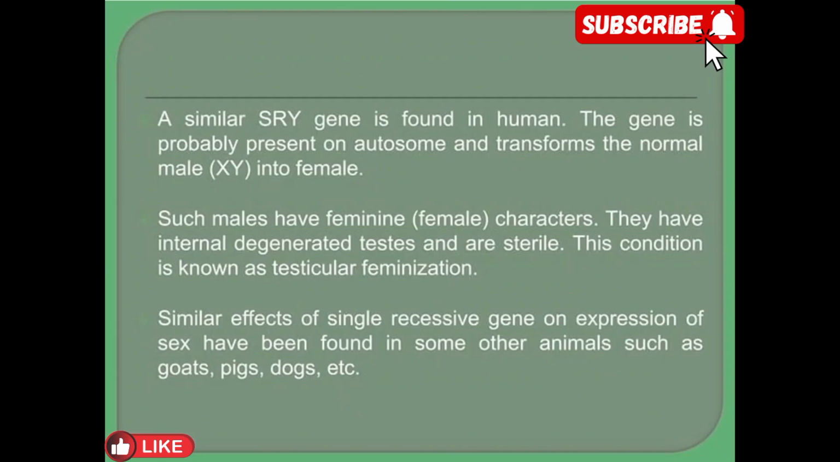A similar SRY gene is found in humans, and this gene is probably present on an autosome and transforms the normal male into female. Such males have feminine, female characters. They have internal degenerated testes and are sterile. This condition is known as testicular feminization. Similar effects of a single recessive gene on expression of sex have been found in some other animals such as goats, pigs, dogs, etc.